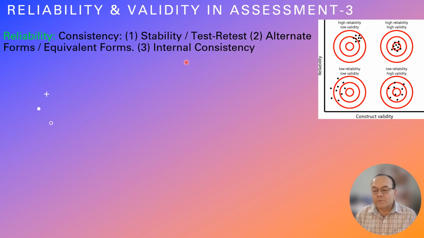Now, what are the forms of consistency in assessment? There is stability, or test-retest reliability. That is to say, if the same test is administered to a person over and over again, the person will come up with the same answers.